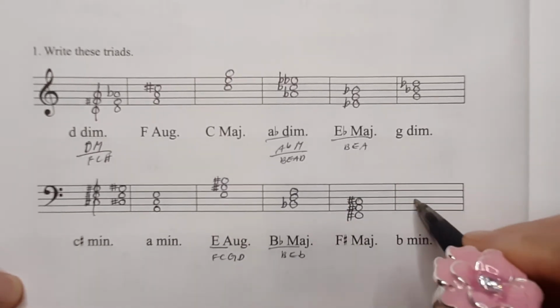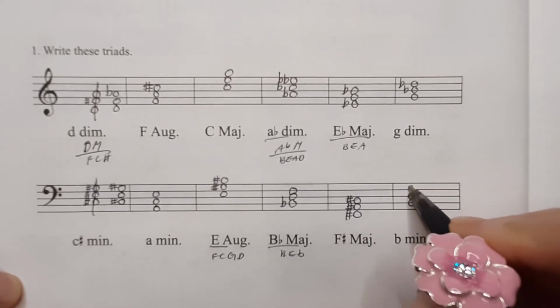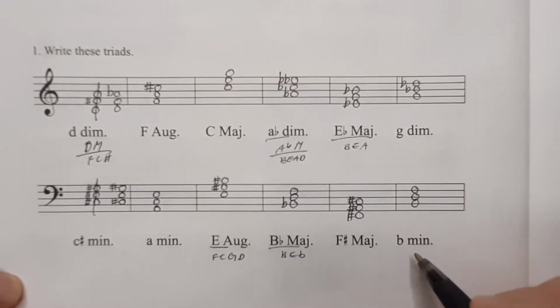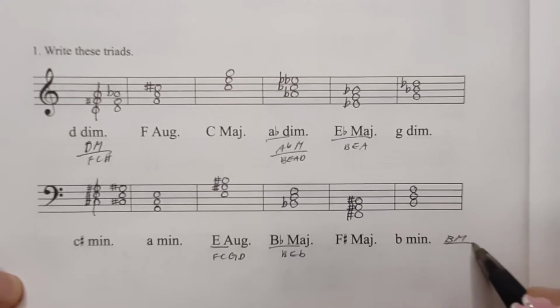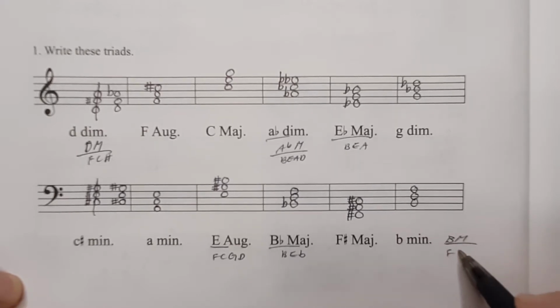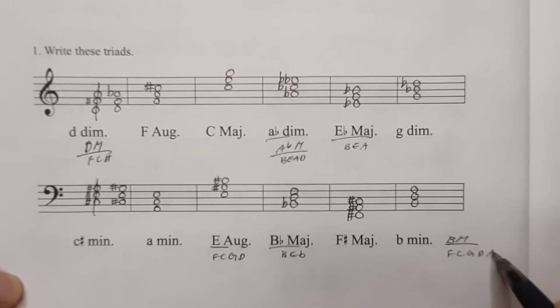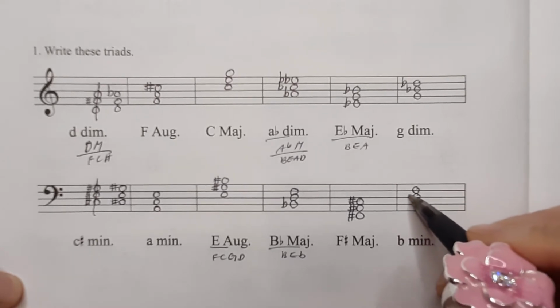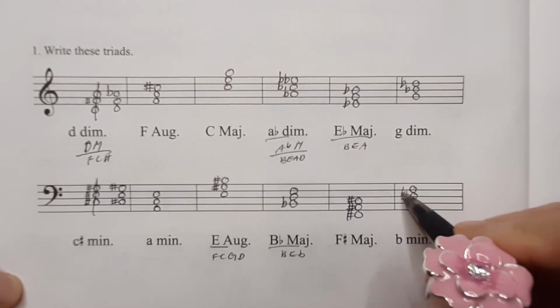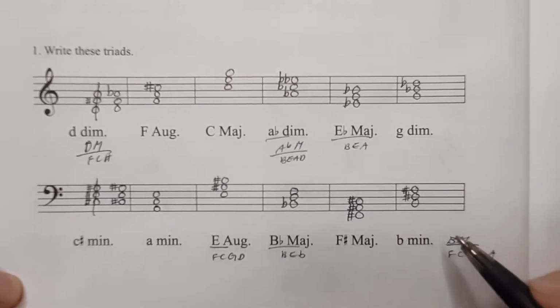B minor, B, D, F. All right. If it's a B major, what do we have? We have F, C, G, D, A sharp, right? So we got to have D sharp and F sharp. This is major, B major.